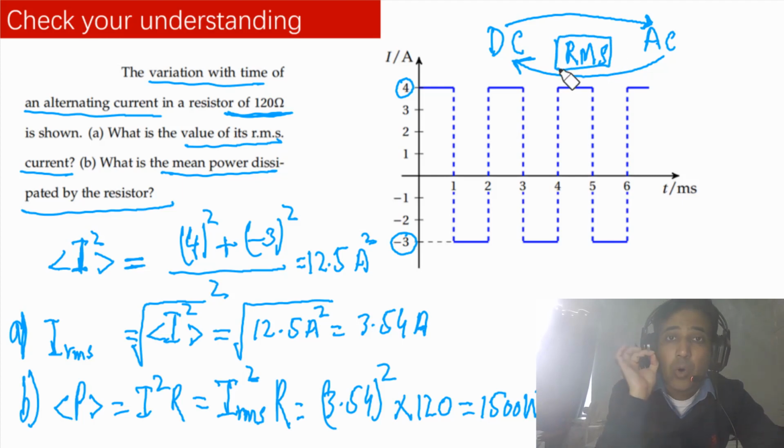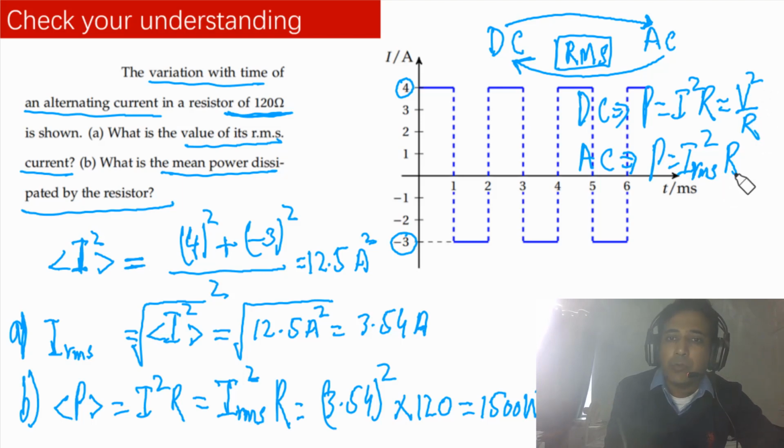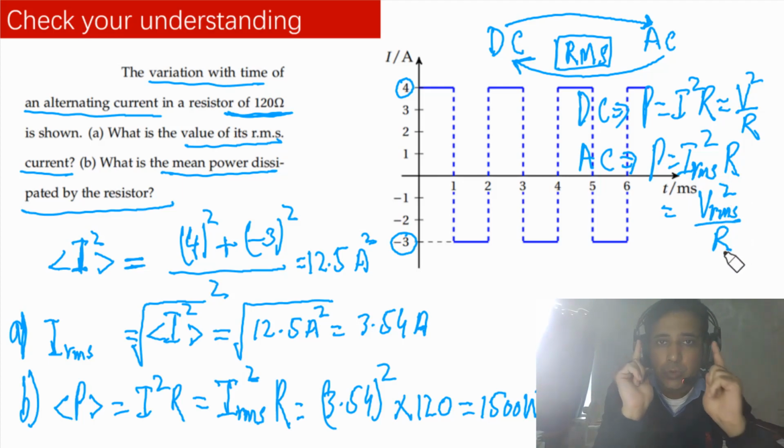It simply means that for all DC formulae, for example, if I need to calculate power, the power for DC is I squared times R. How about power for AC? AC power will be equal to IRMS squared times R. And if we write down for DC the power, this is V squared by R. So how about for AC? Power will be equal to VRMS squared by R, and so on. So how are DC and AC connected with each other? By the RMS value. So this is the importance of the RMS value.